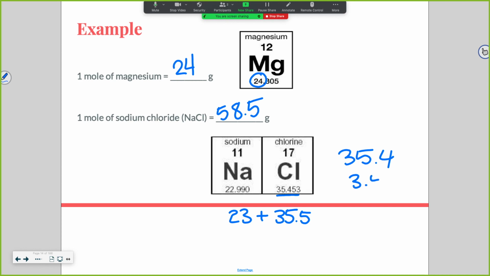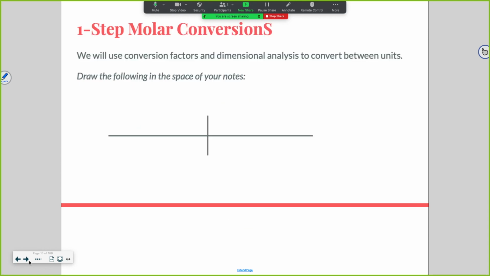So again, if you were to see 35.4, 35.5, and 35.6, those will all round to 35.5. Most of them round up to the whole number. So that leads us into one-step molar conversion.